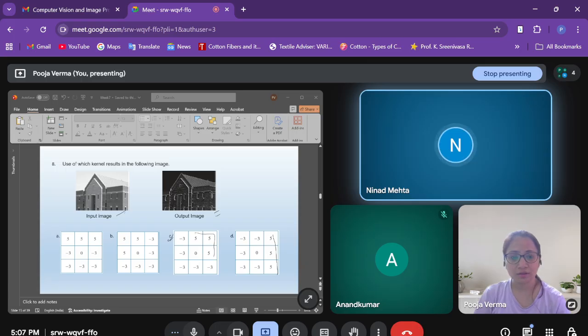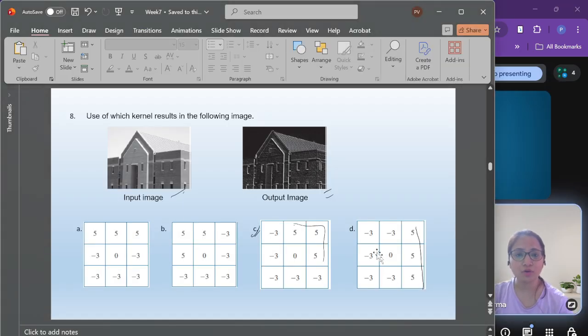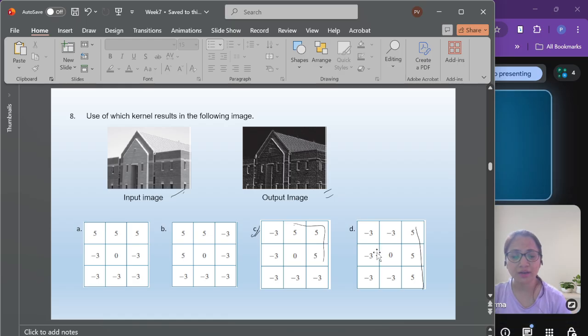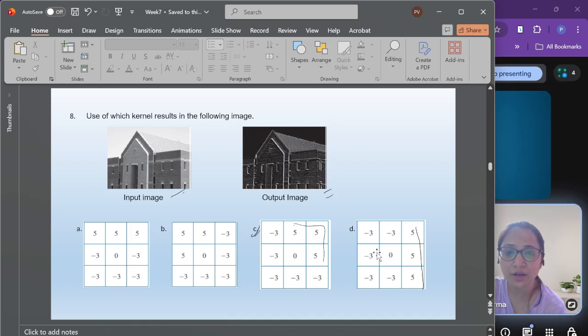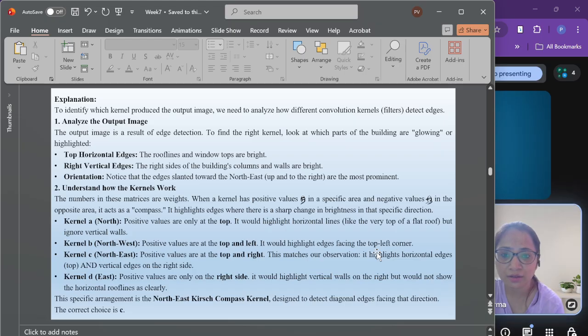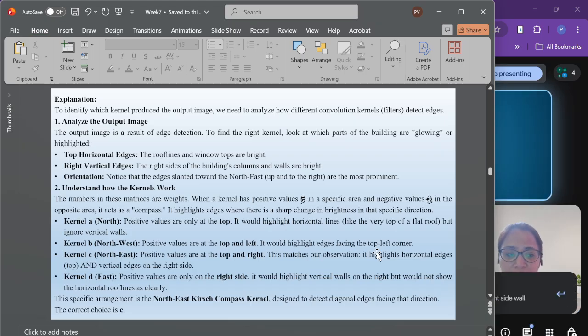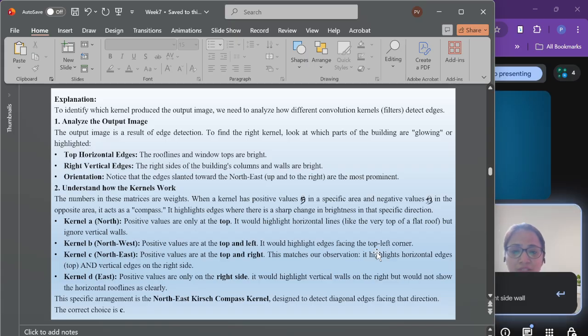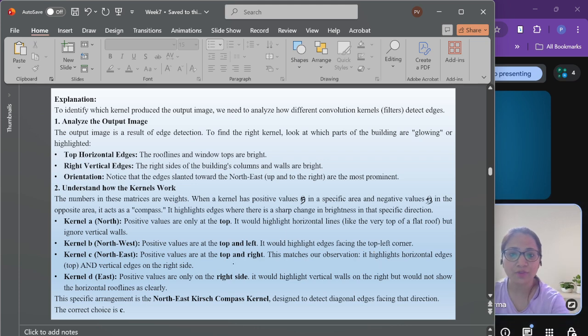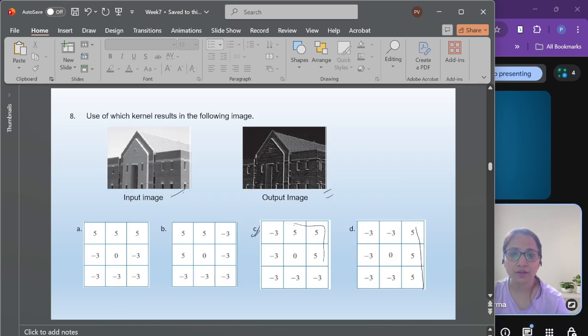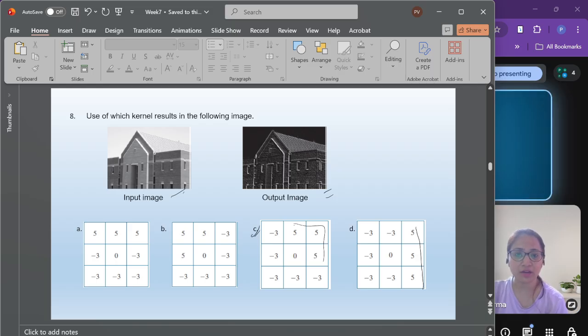So what is your doubt? Visually, I'm not able to see how it's northeast. Okay, in the direction you are confused that I have written. Don't go with the direction. Just check the top left, top right, like this one. Positive values are at the top and right. So the top and the right side are glowing. If you check the left and right, just go through that one also.